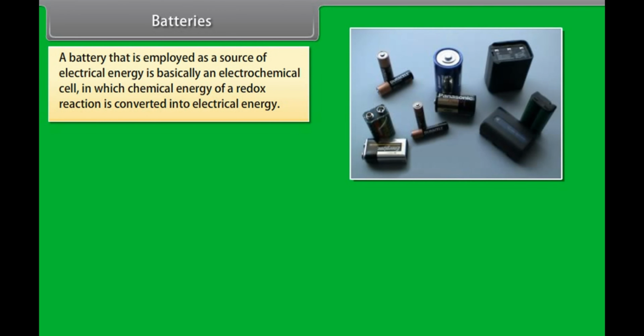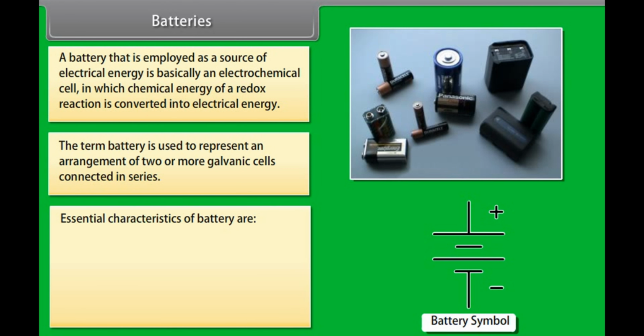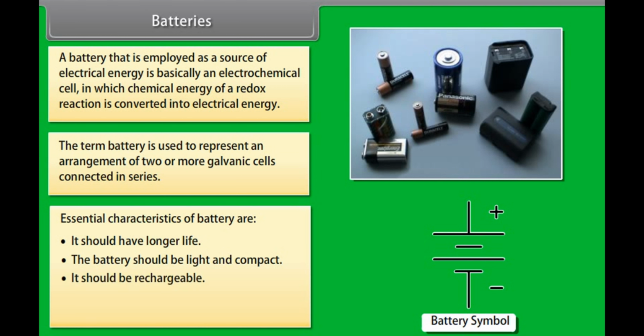Batteries. A battery that is employed as a source of electrical energy is basically an electrochemical cell in which chemical energy of a redox reaction is converted into electrical energy. The term battery is used to represent an arrangement of 2 or more galvanic cells connected in series. Essential characteristics of a battery are: it should have longer life, it should be light and compact, it should be rechargeable, and the voltage should not vary much during the use of the battery.